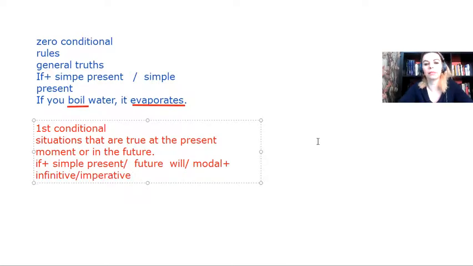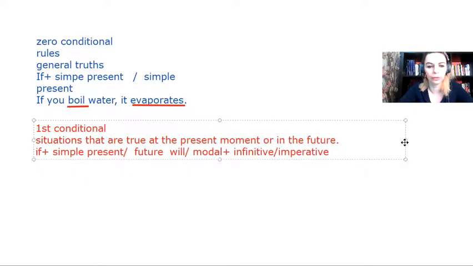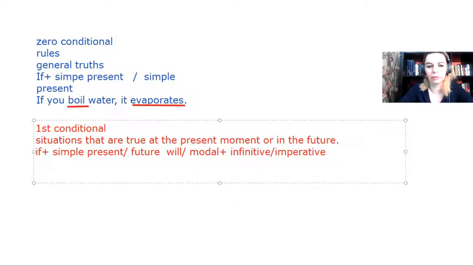Now, I will make an example with each and every one. Okay, we'll form an example here for you. Now let's take the first one. If plus simple present, okay. In the other sentence, we're going to have future, will, or modal, okay, plus infinitive or imperative, okay.